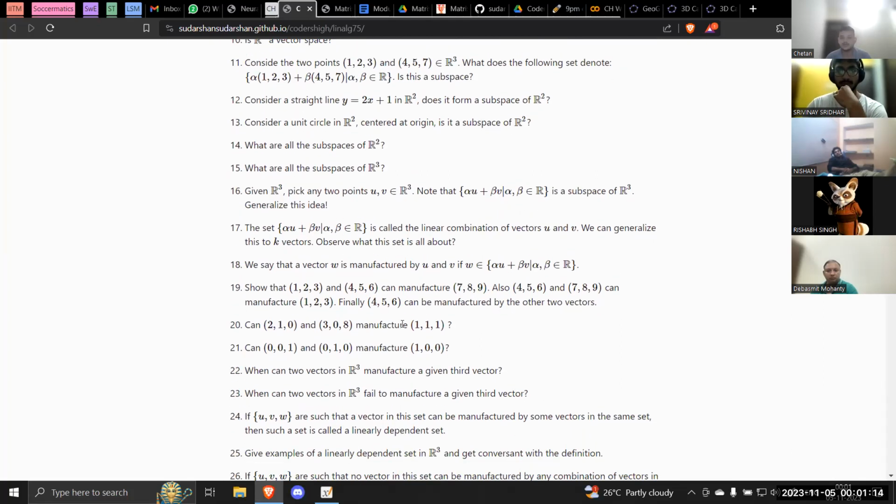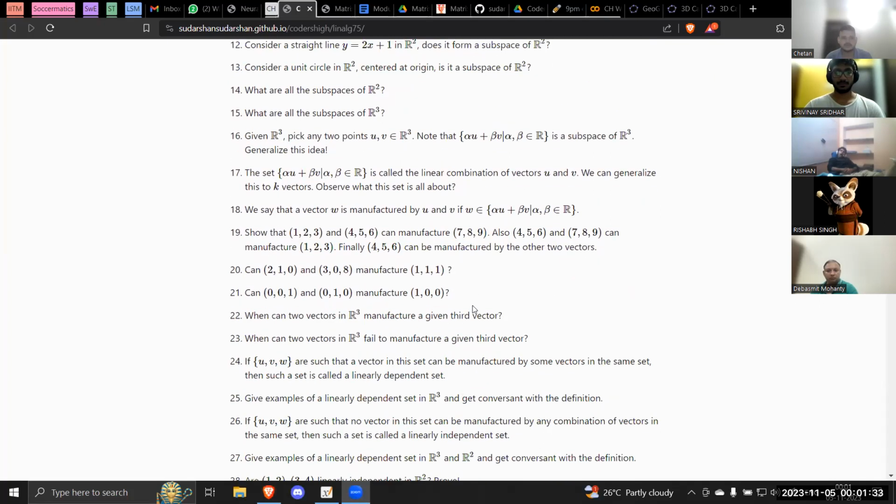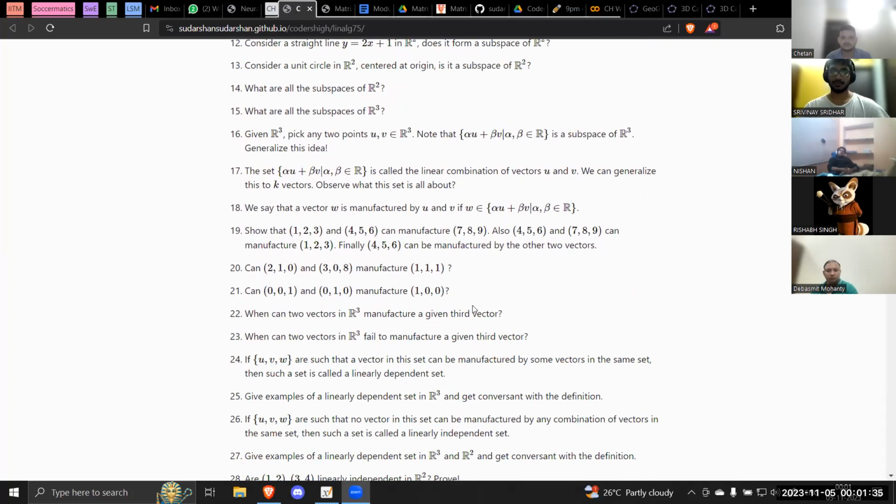I think we can conclude today's session now. We'll pick up from here. We'll talk about this idea tomorrow. We'll continue from here. Up to which question have we discussed, Chetan? Question number 17. Okay. But there is the idea of linear combination we have to stress upon before we move to question number 18. Oh, fine. Yeah.